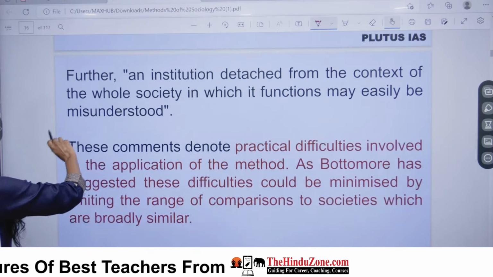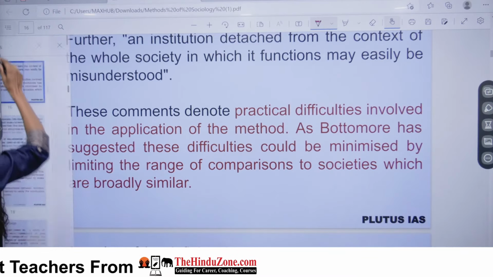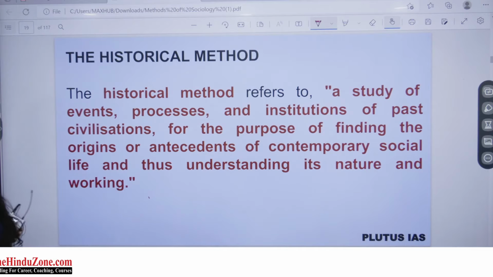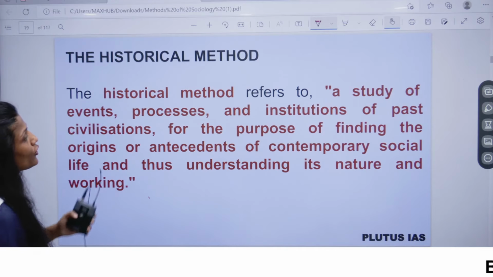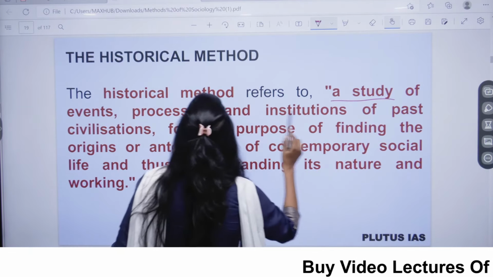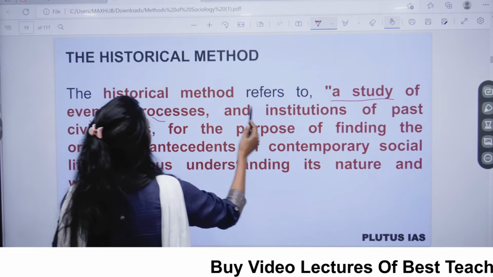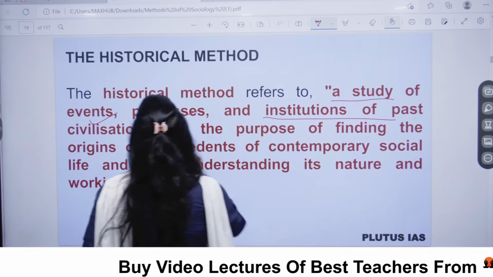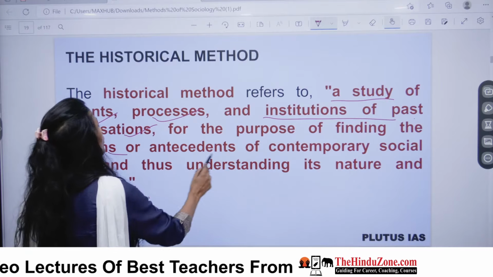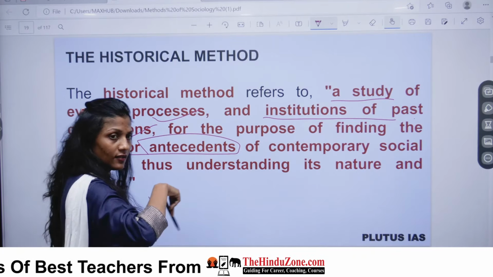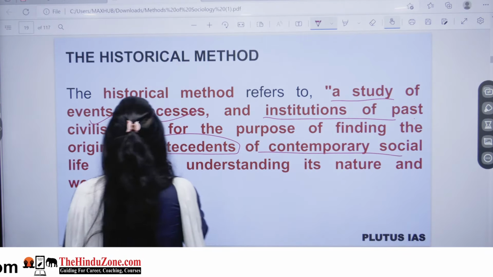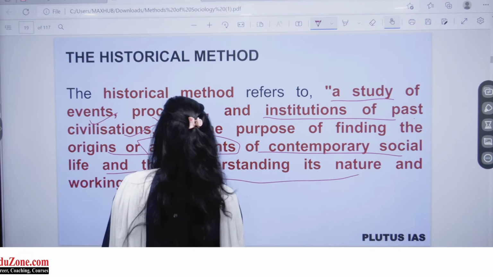I have already explained all this, so now I'm just going to explain a little bit on historical method. Historical method is a study of events, processes and institutions of past civilizations for the purpose of finding the origins or antecedents, the past events, of contemporary social life, and thus understanding its nature and working.